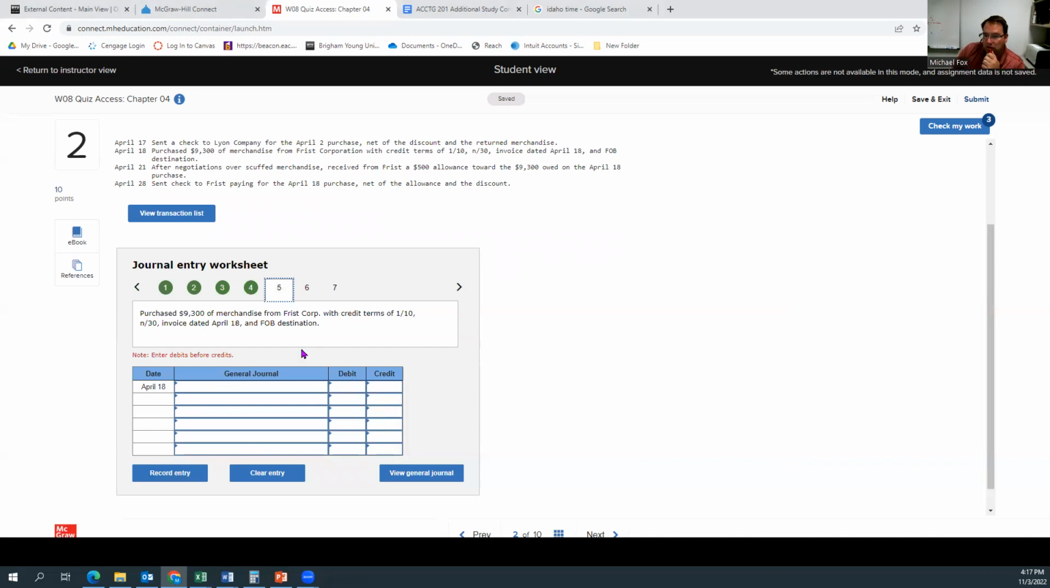All right, we purchased $9,300 of merchandise from Frisk Corp with credit terms 1/10 net 30. And this one is FOB destination, which means we don't own it until it gets to us, which usually means the person selling it to us is going to pay for the cost of the shipping. So again, we use the gross method. So I'm just going to do merchandise inventory, 9,300, and accounts payable to Frist. Looks like it says first, but it says Frist.